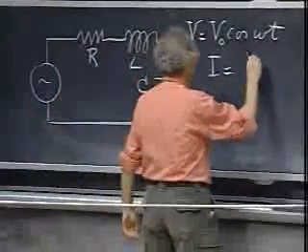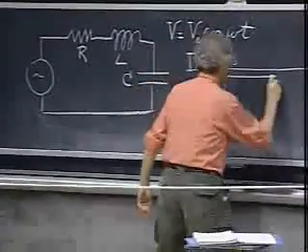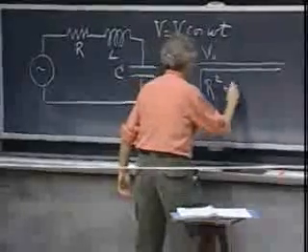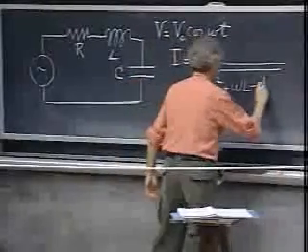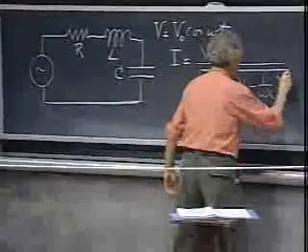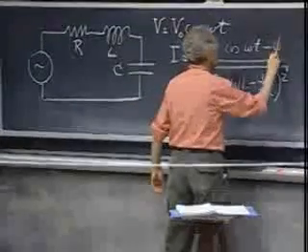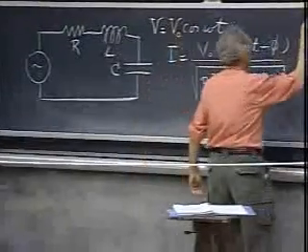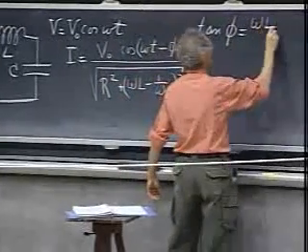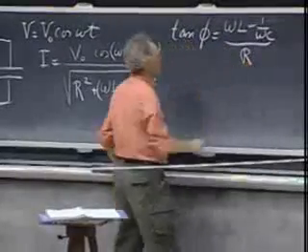And the current that is going to flow now is V0 divided by the square root of R squared plus omega L minus 1 over omega C squared, times the cosine of omega t minus phi. And the tangent of phi is omega L minus 1 over omega C divided by R.